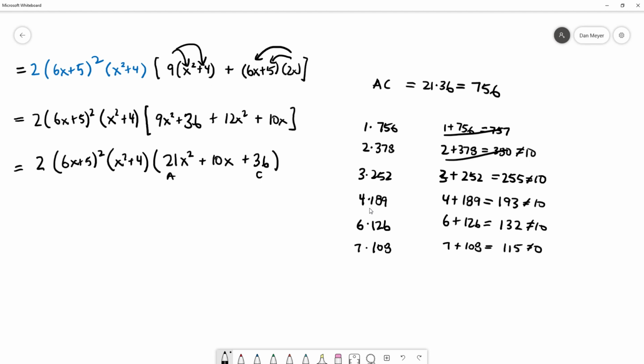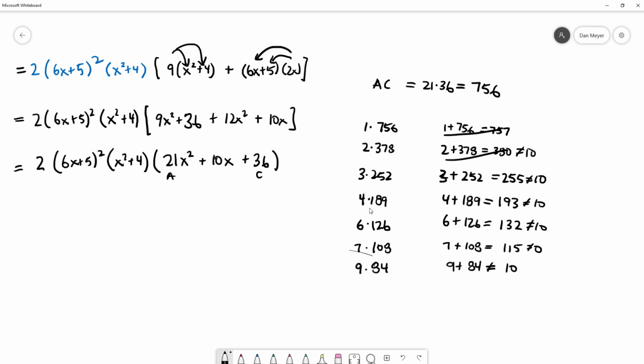Is it divisible by 8? It is not divisible by 8. It is divisible by 9. 756 divided by 9 is 84. 9 plus 84. Whatever it is, it's not 10.